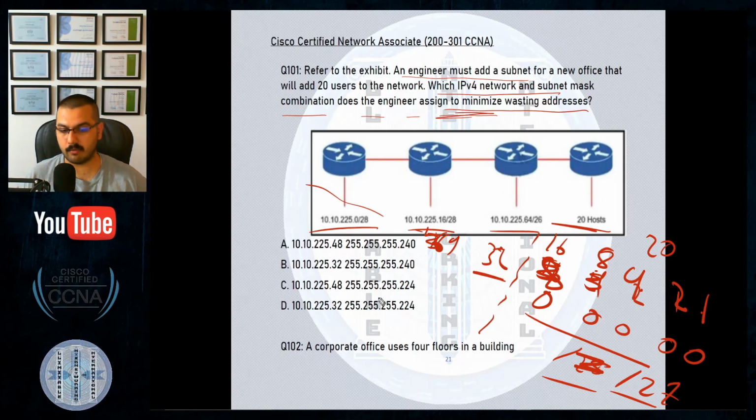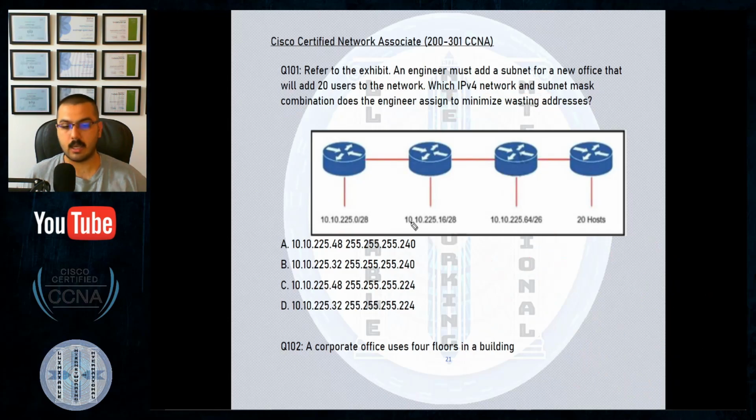Okay, so let's see which of those is a /27. This one is 240. This one is 240. Those are /28. Useless. Those guys are /27s. I will use one of them.